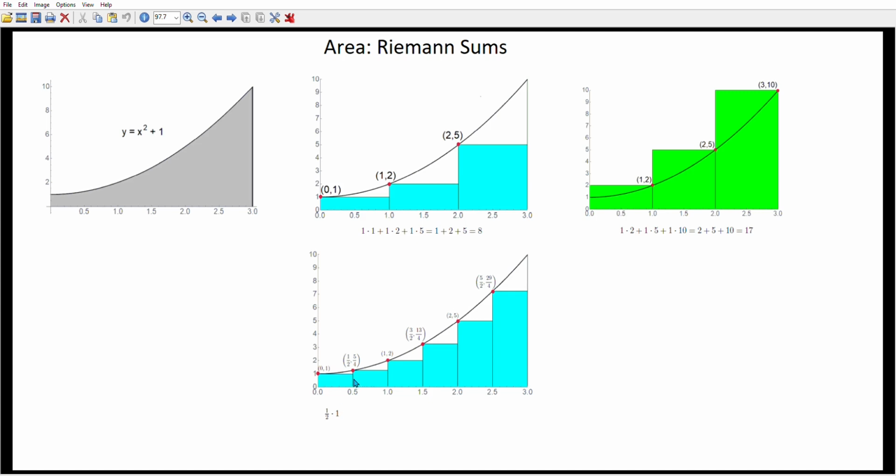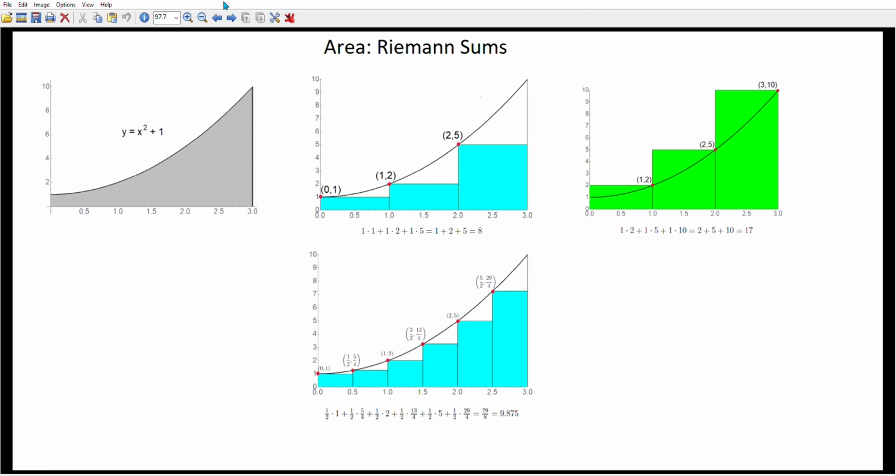And then this piece is going to have base length 1/2. Height is 5/4, which is the function value at 1/2. So we're going to pick up 1/2 times 5/4, and now we do the same thing for each one of these rectangles. And by the time we're done, we end up with an estimate of 9.875, which you can see is a better estimate than 8. We're missing less area here than we were up here.